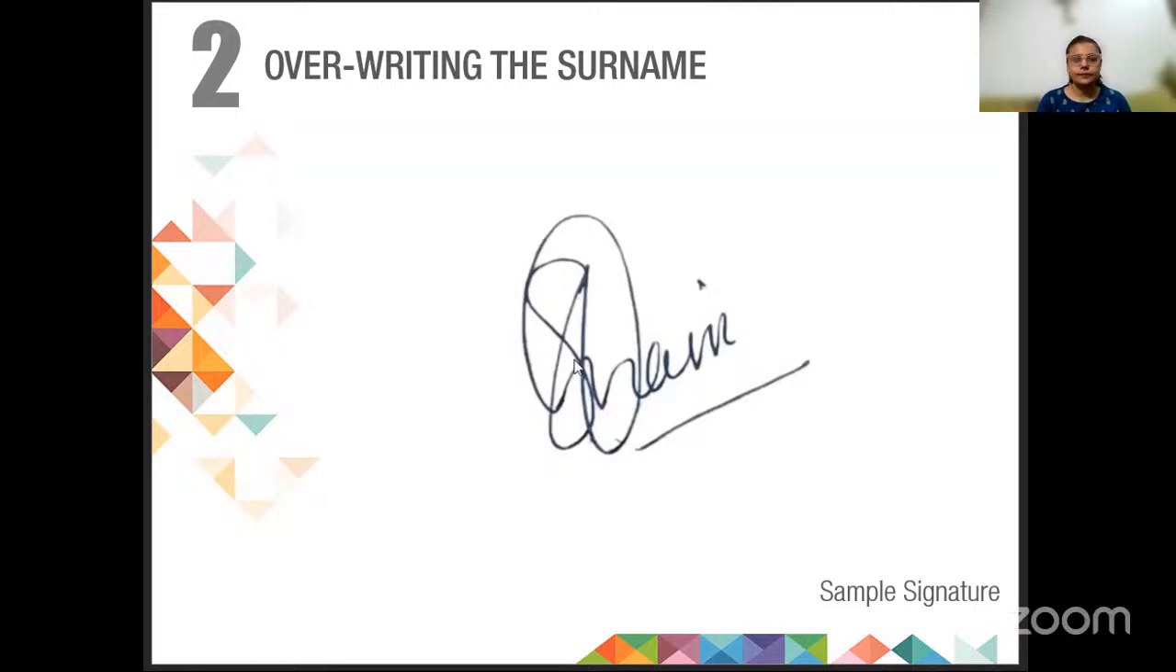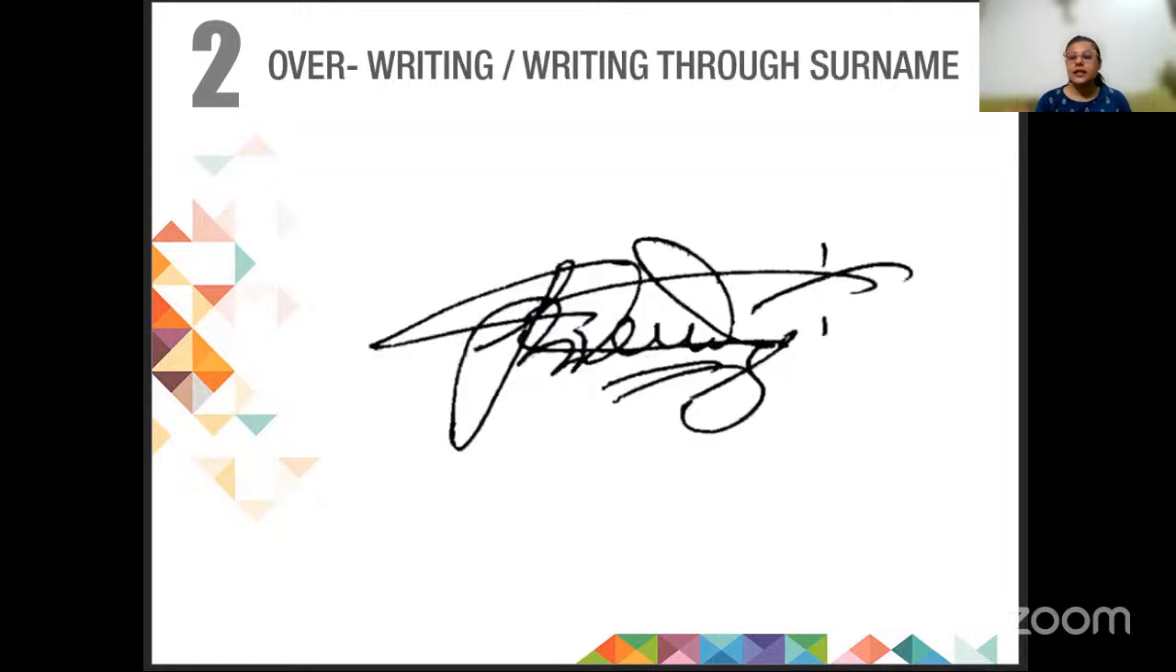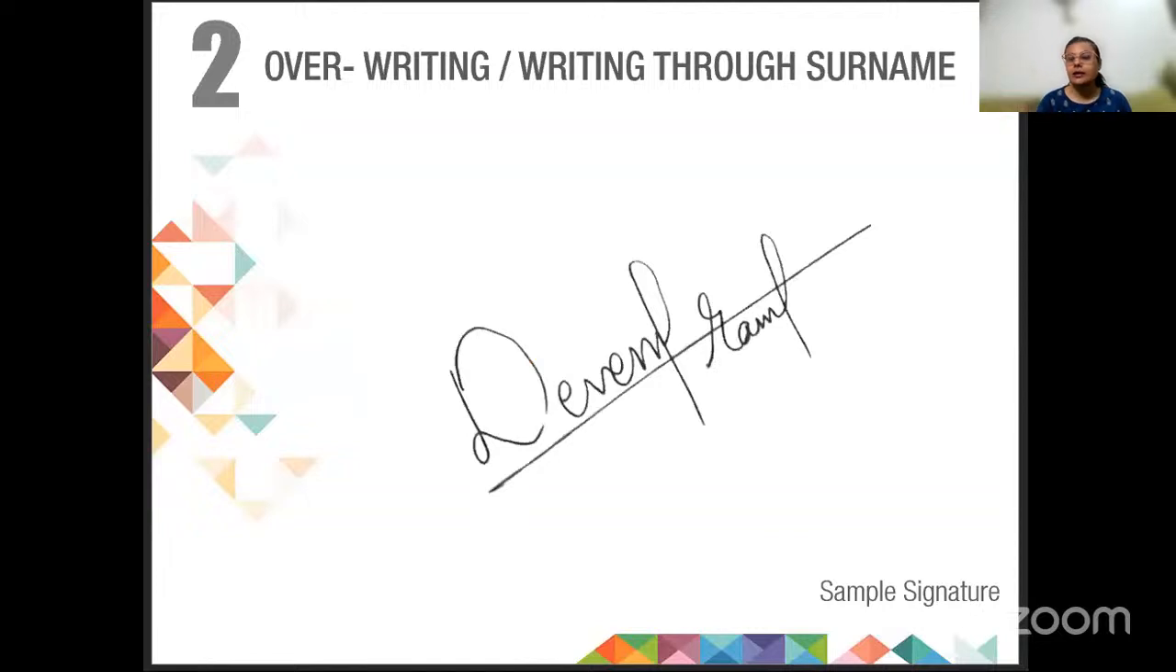One more sample I'm sharing here. This signature is overwritten many times; three, four times he has tried to overwrite it. This category also comes under the overwritten category. Here I'm sharing one where he has just cut his surname. So this is also called an overwritten category.